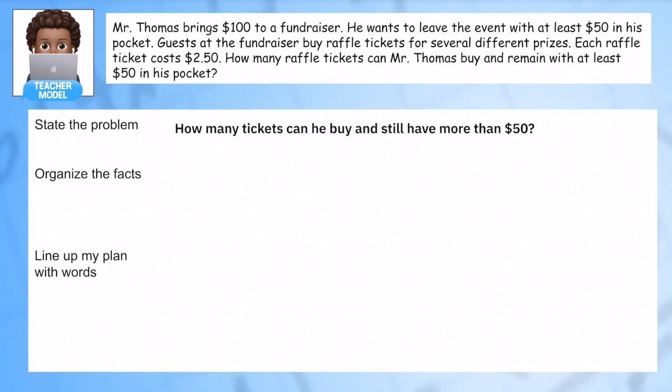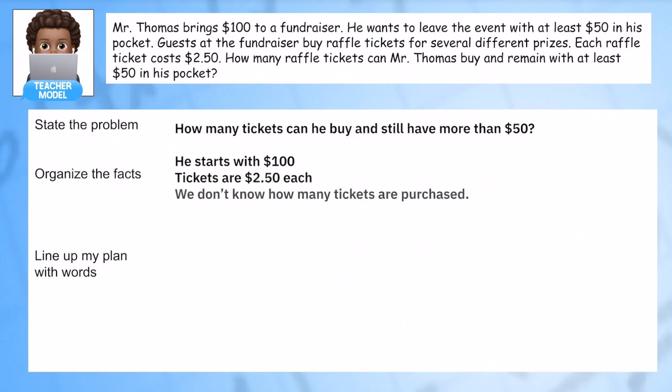We want to know, all right, how many tickets can he buy and still have more than $50? Or he can have equal to $50. That's going to be important. We know he starts with $100. He buys tickets worth $2.50 each. We don't know how many tickets were purchased.